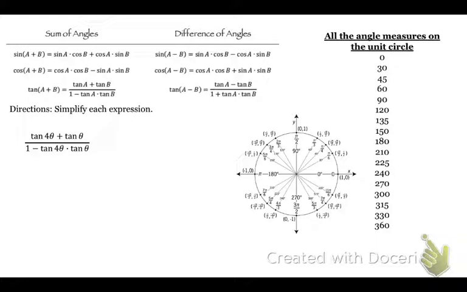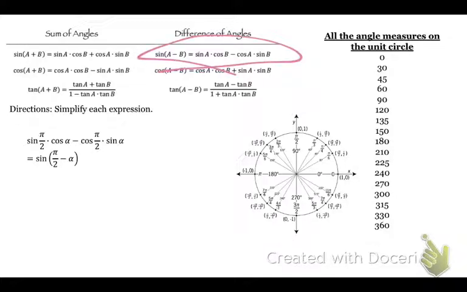Tangent of 4 theta plus tangent of theta over 1 minus tangent of 4 theta times tangent of theta. So that's tangent of a plus b. Well, that's tangent of 4 theta plus theta, which is tangent of 5 theta. This one, sine of pi halves times cosine of alpha minus cosine of pi halves times sine of alpha. That's going to be sine of pi halves minus alpha, because we're using this. And then we're just going to leave it like that. There's not a lot we can do with that one.